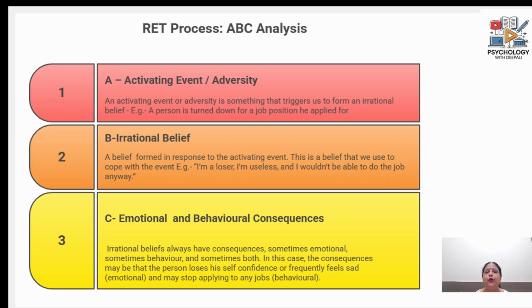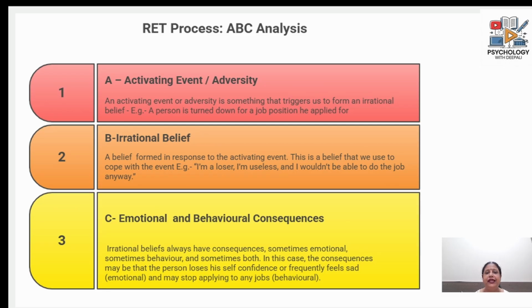So this is a belief that we use basically to cope with the event or to manage the impact of the event. So the person may start having belief systems like, I'm a loser, I'm useless, and I wouldn't be able to do the job anyway, even if I had got it. So these are the belief systems which are now going to cause the emotional distress in the person. So C is the emotional as well as behavioral consequences.